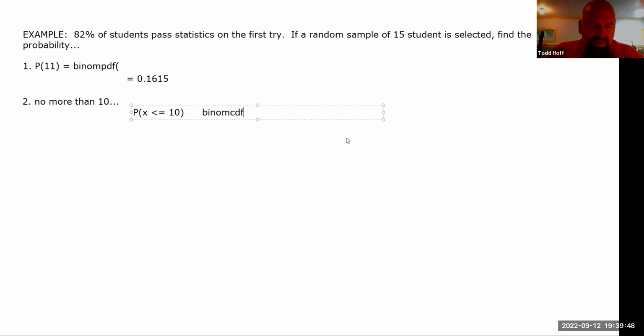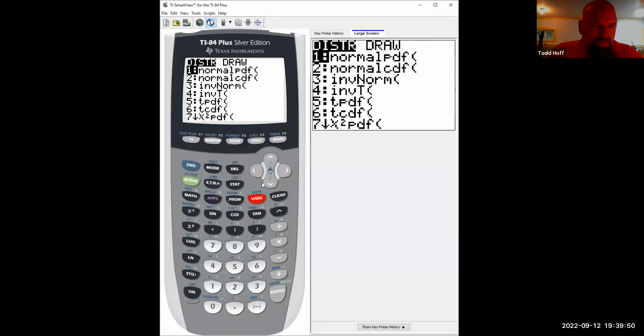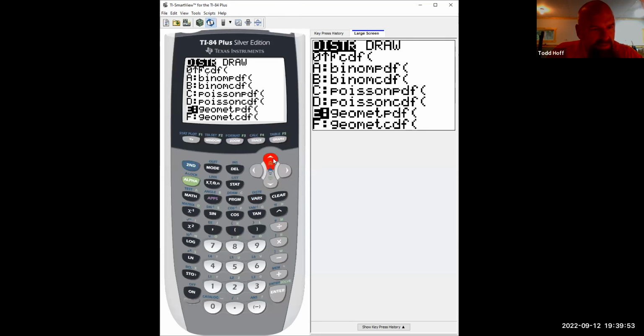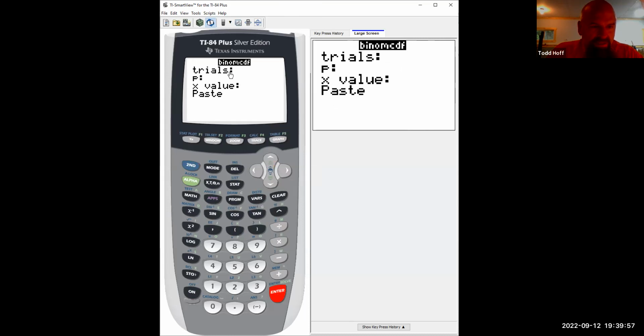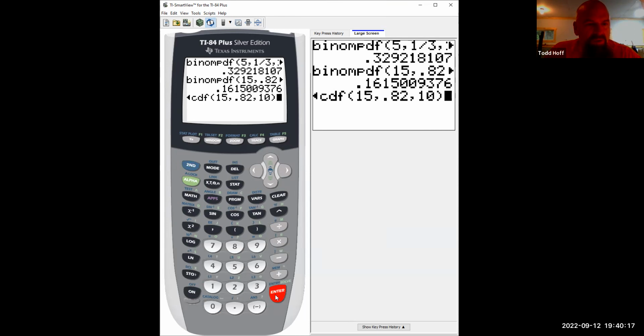So I'm going to go to the calculator, second distributions, binom CDF. Notice everything looks the same here, only on top it says binom CDF instead of PDF. Our number of trials, well, there's still 15 students selected. P, probability of success, is still 0.82. Our X value goes up to 10. We want to know at most 10 or no more than 10. Hit paste and enter. We get 0.1167 if we round that to 4 decimal places.